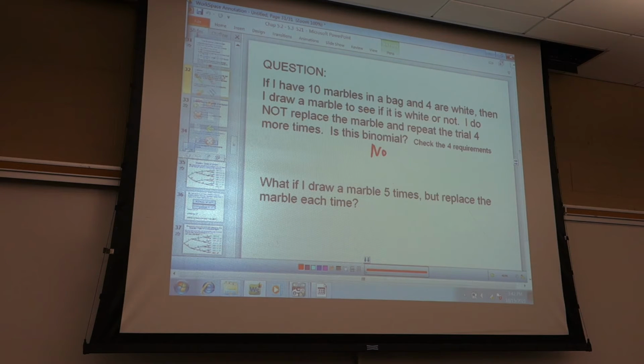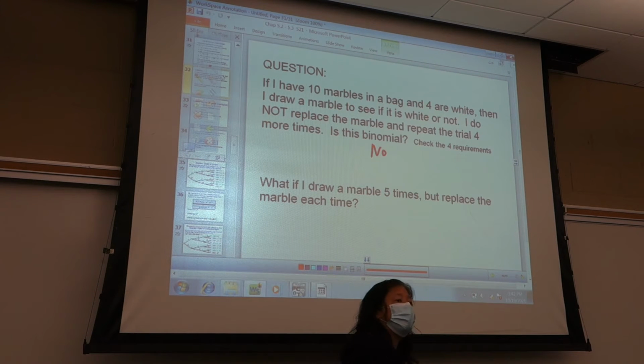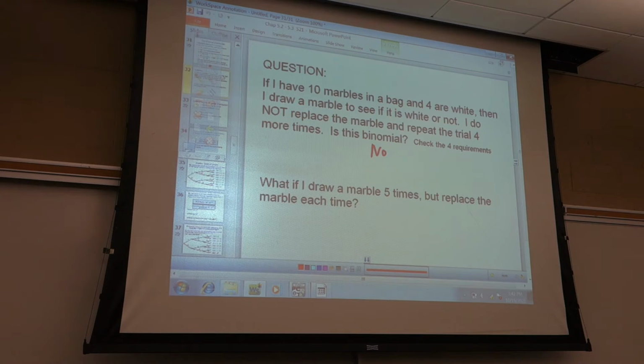Right? Okay, but what if I draw 5 marbles and replace the marble each time? Now is it binomial? Yes, because now the probabilities are all the same. Each time, if you replace it, the probability of drawing a white marble is 40%. Everybody feeling a little bit better about this now? You know, a concrete example?